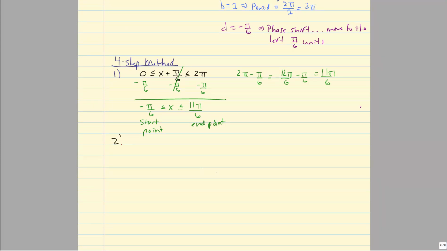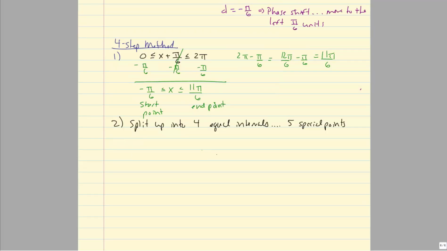Step 2, I want to split this up into 4 equal intervals. And with these 4 equal intervals, that would mean our 5 special points is what they call them. And these would be my max, my min, and my midpoints. So one way that we could do this, and again there's many different ways that we could do this, but I could look at 11 pi over 6, I could figure out the width of 1 period.